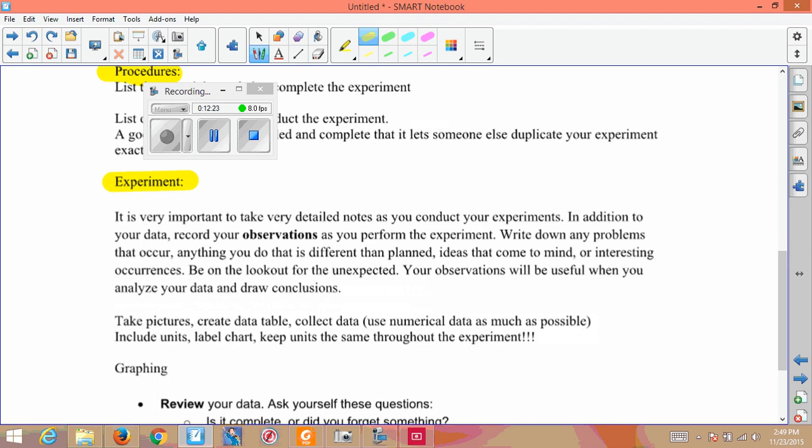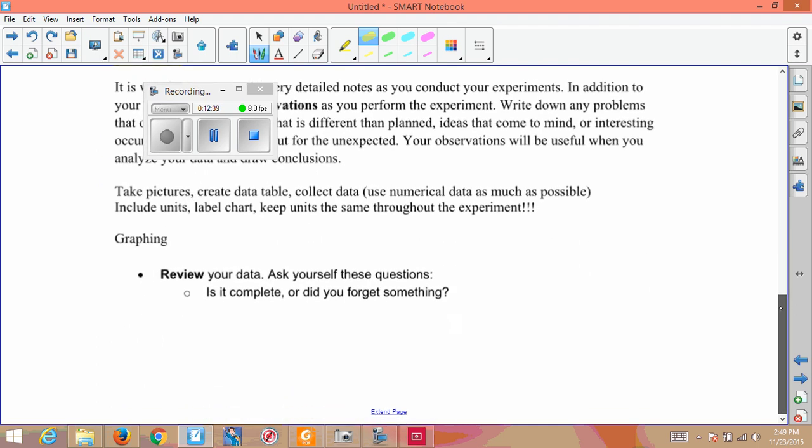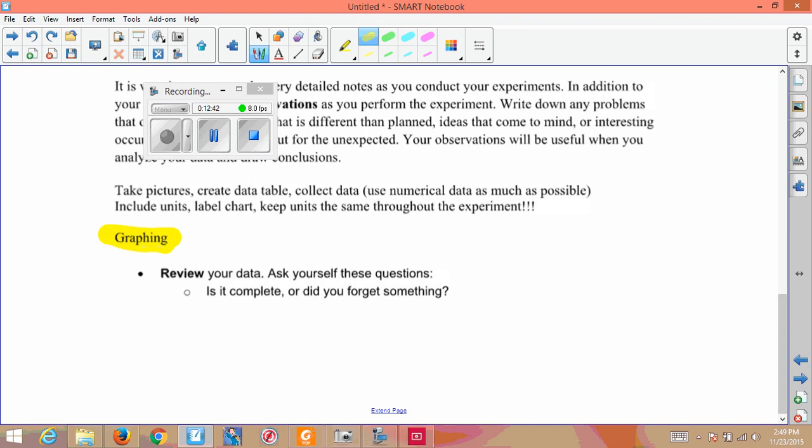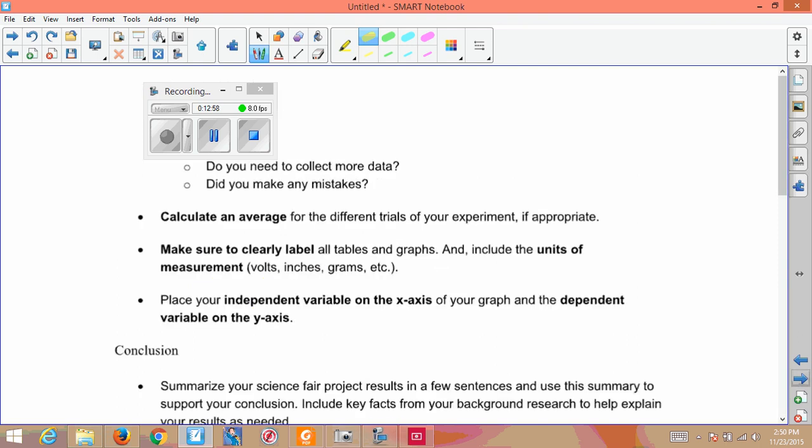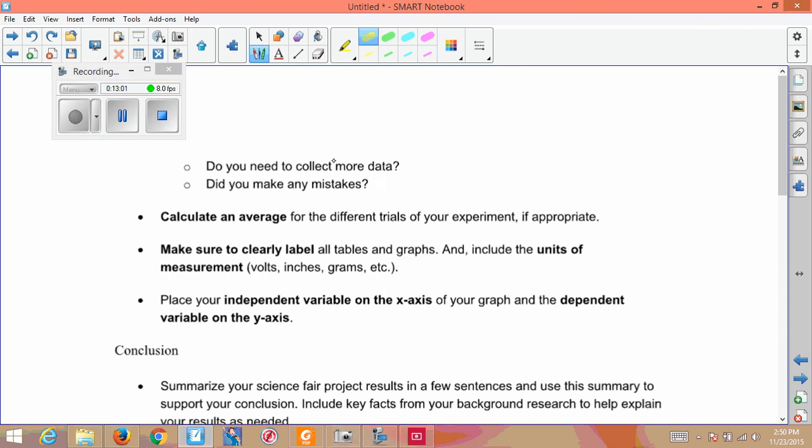Of course, graphing. You should have graphs. You can have pie charts, bar graphs, line graphs. Depends on what kind of data you have. When you review your data, you know if it's complete or not. Do you need to collect more data? Did you make any mistakes? If you made a mistake, you might need to account for that in your analysis and conclusion. You might even need to go back and redo your experiment, because maybe the mistake made a difference. Maybe it didn't, but maybe it did.